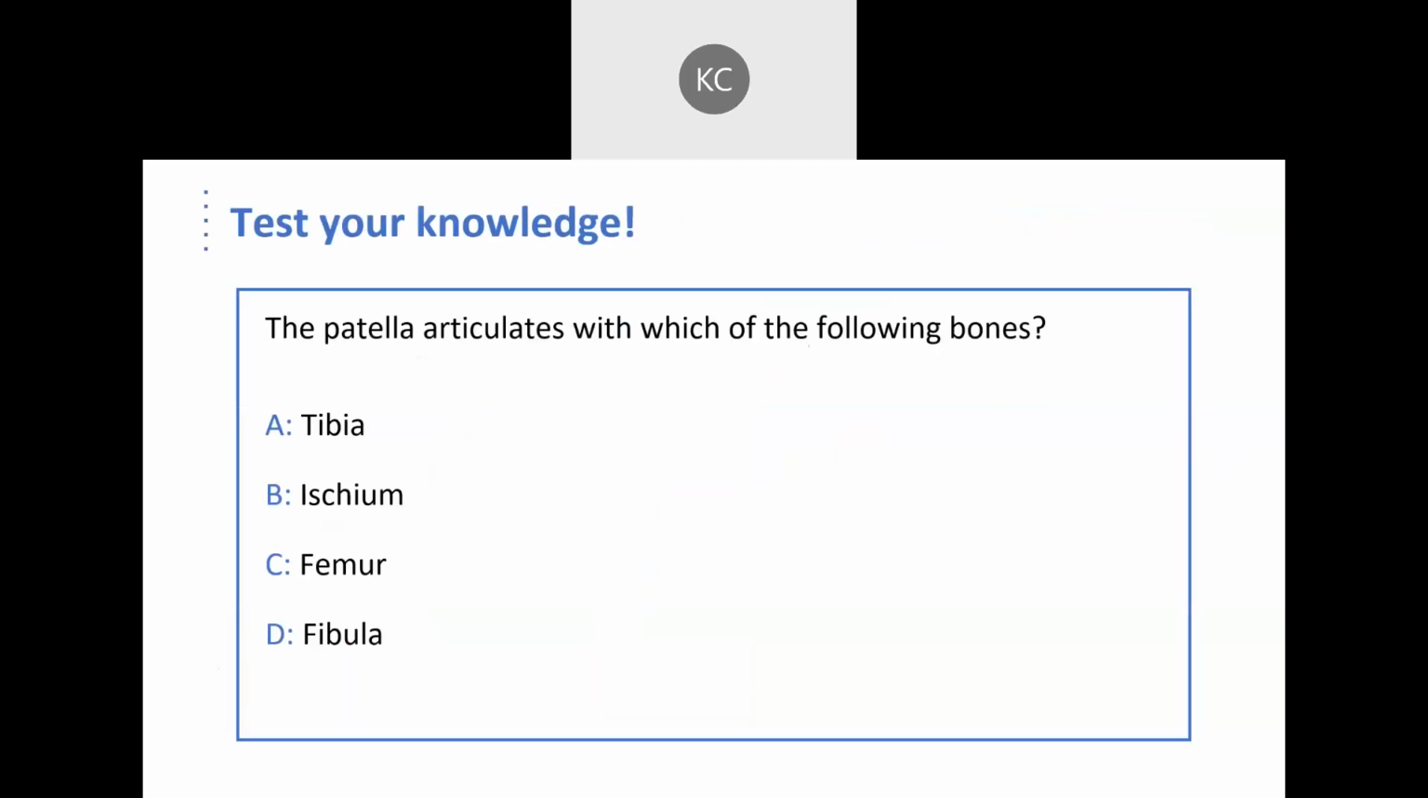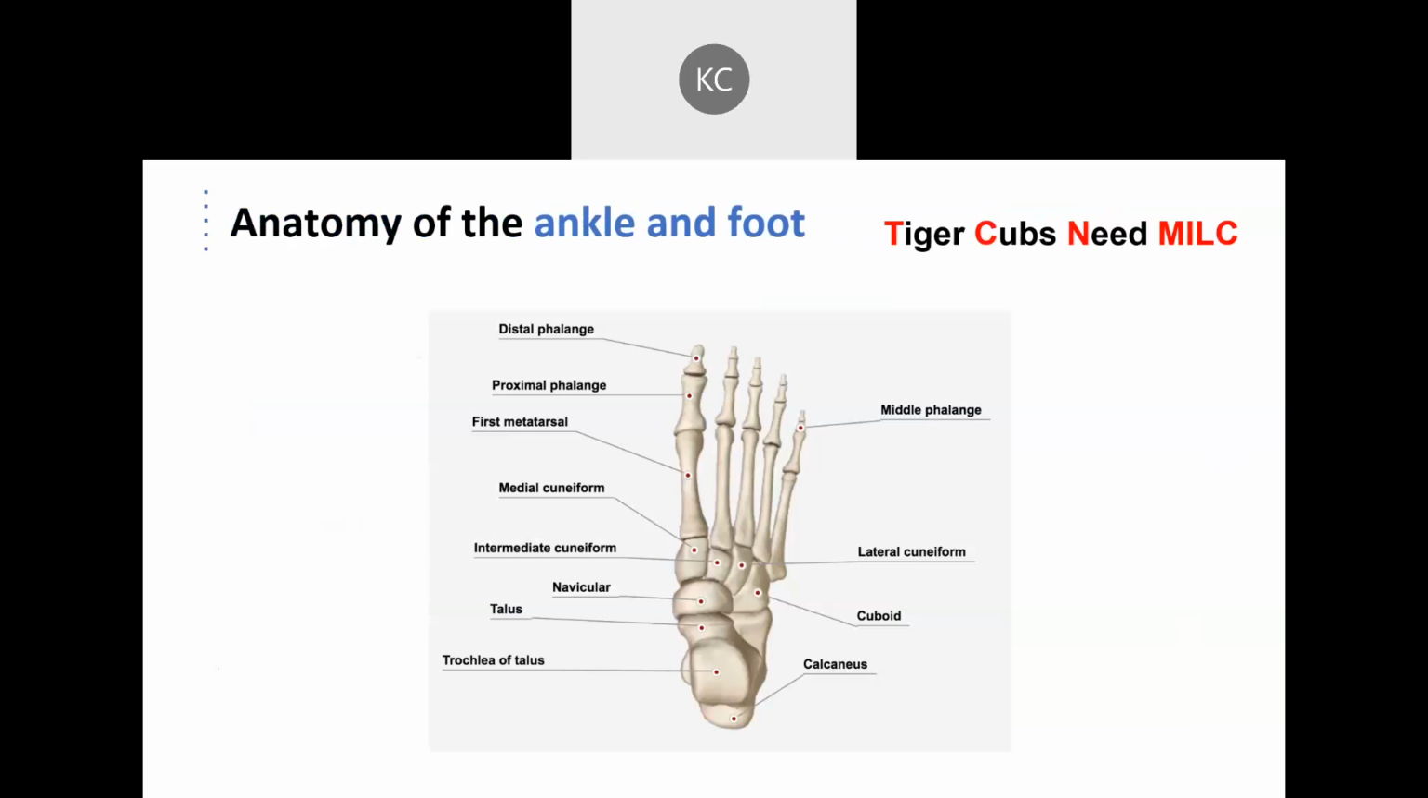So answer this question, pause the video, read it, answer it, and I will move on. So the patella articulates with which of the following bones? It articulates with the femur, right? So C.